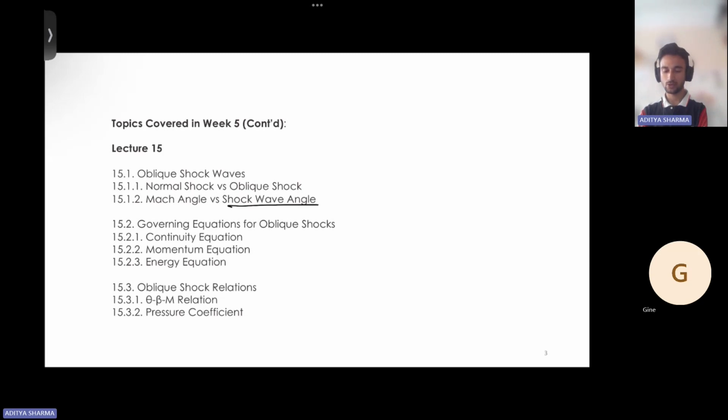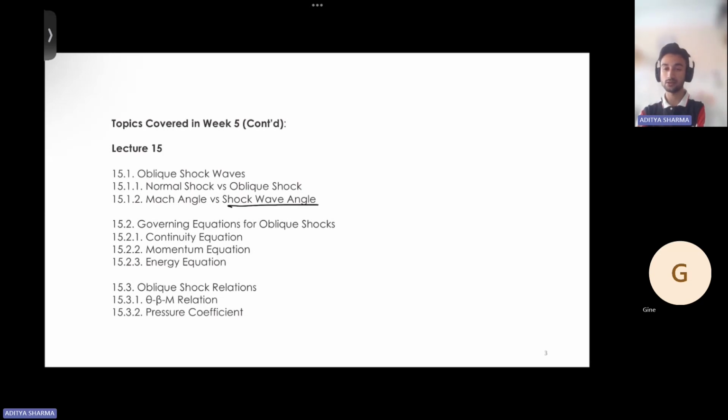Then there are the governing equations of oblique shocks, which are pretty similar to normal shock waves. There is one important point that we need to take into consideration while studying normal shocks, and how that is similar to studying oblique shocks and their governing equations. We shall see that in this topic.